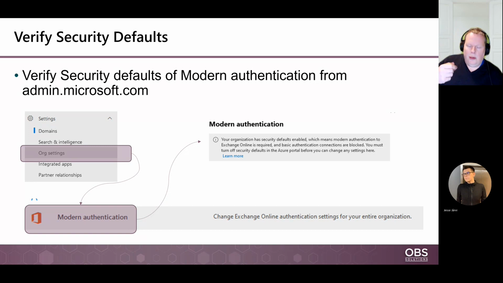But here is an important verification. Go to admin.microsoft.com and check the org settings under the domains, and here there is a selection of modern authentication. If the security defaults have been enabled, then you are okay. But if not, then you actually have to jump through more hoops and loops in order to allow SMTP and IMAP. But if security defaults are there, no problem.